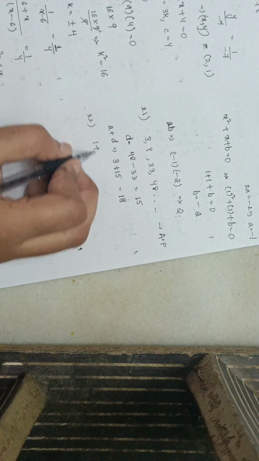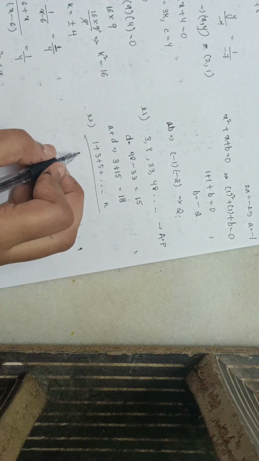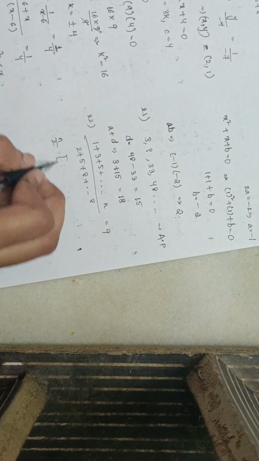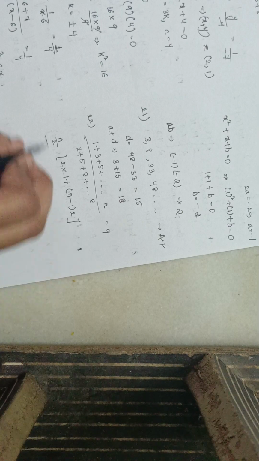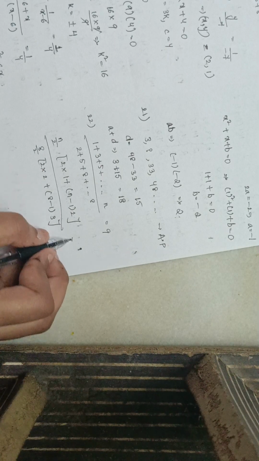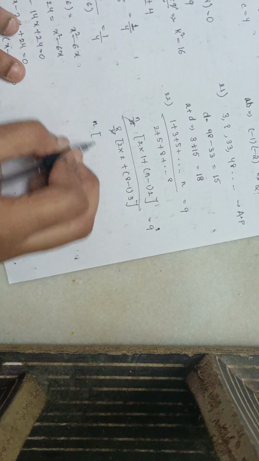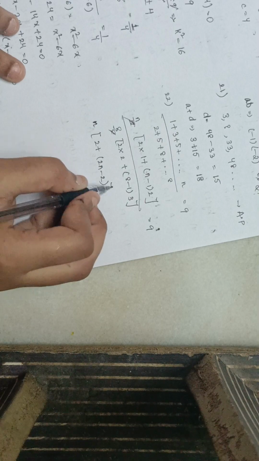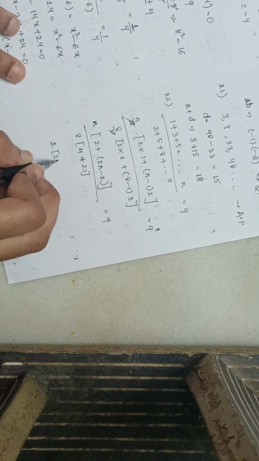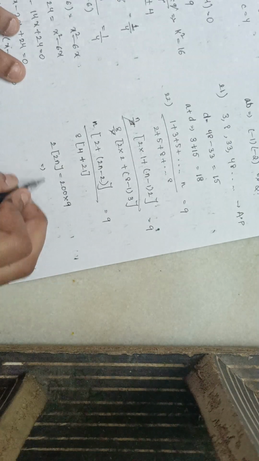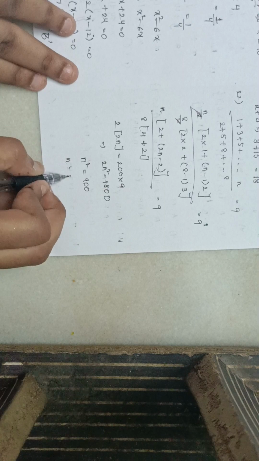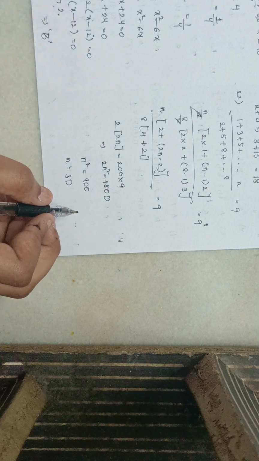Next one, 22. If the sum of 1 plus 3 plus 5 plus and so on up to n terms, divided by the sum of 2 plus 5 plus 8 plus and so on up to 8 terms, equals 9, then the formula is given as n by 2 into 2 into 1 plus n minus 1 into 2, by 8 by 2 into 2 into 2 plus 8 minus 1 into 3, equals 9. So 2 cancel, n into 2 plus 2n minus 2 by 8 into 4 plus 21 equals 9. So from this, n into 2n equals 200 into 9. 2n square equals 1800, n square equals 900, n equals 30. So from the given condition, the n value is 30.